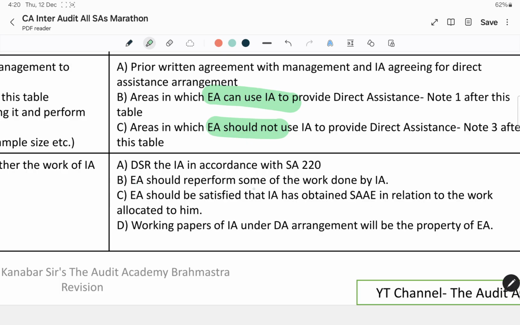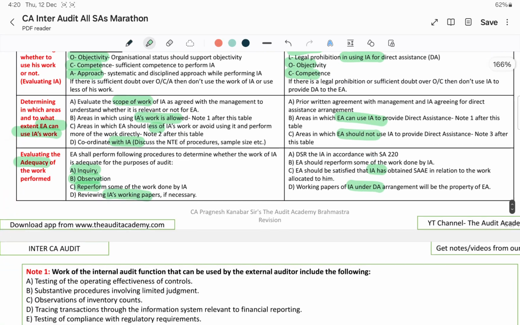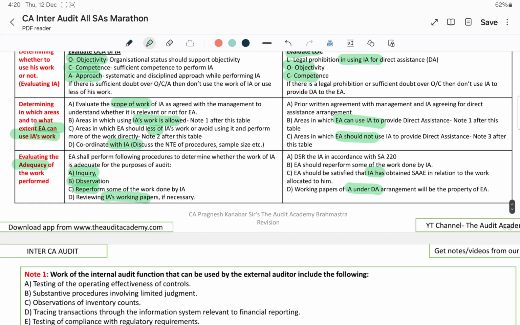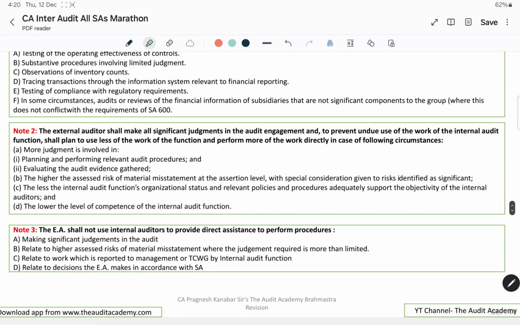External auditors should reperform some of the work done by the internal auditor. The external auditor should be satisfied that the internal auditor has obtained sufficient appropriate audit evidence in relation to the work allocated to him, and the working papers of the internal auditor under the direct assistance arrangement will be the property of the external auditor. Now, where the reference is given, note 2, note 1, note 3, these all are the notes. We'll read it.